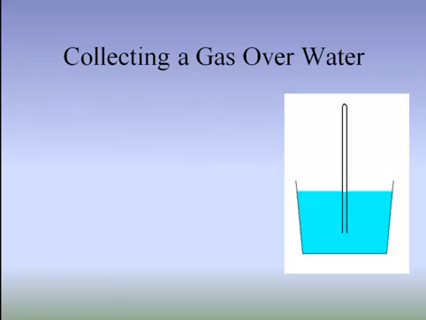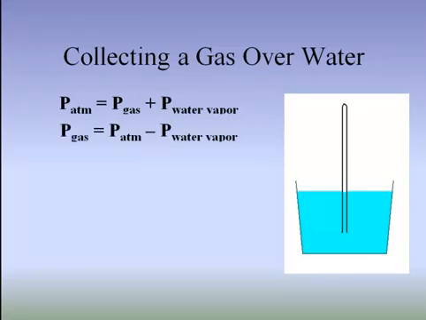Atmospheric pressure is pushing on the surface of the water. Our gas and water vapor are pressing against the atmospheric pressure. So the pressure of our gas plus the pressure of the water vapor is equal to atmospheric pressure. But we want to know the pressure of our gas. So we rearrange this equation, and to calculate the pressure of our gas, we'd take atmospheric pressure and subtract out the water vapor pressure.